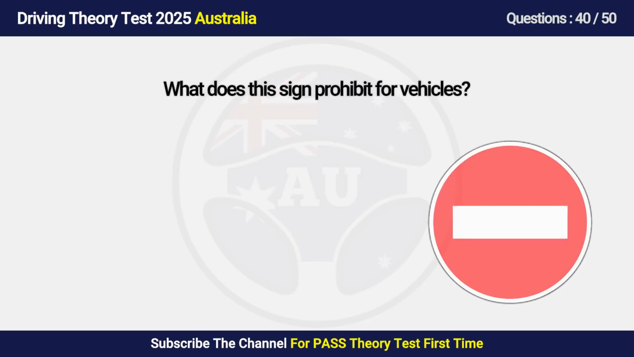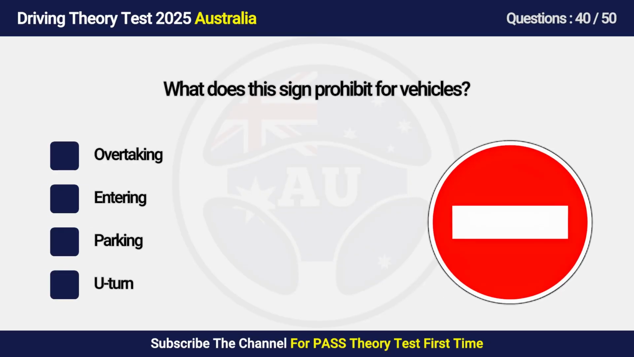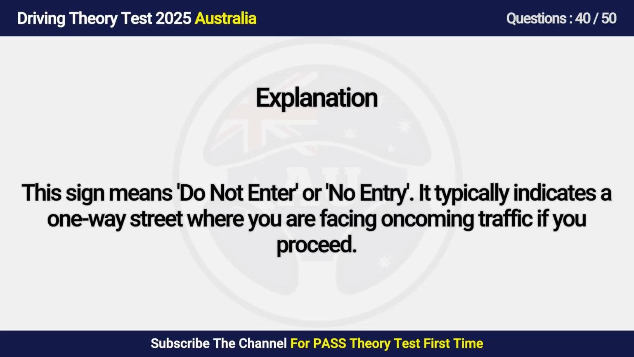Question 40. What does this sign prohibit for vehicles? A. Overtaking. B. Entering. C. Parking. D. U-turn. Answer is B, entering. This sign means do not enter or no entry. It typically indicates a one-way street where you are facing oncoming traffic if you proceed.